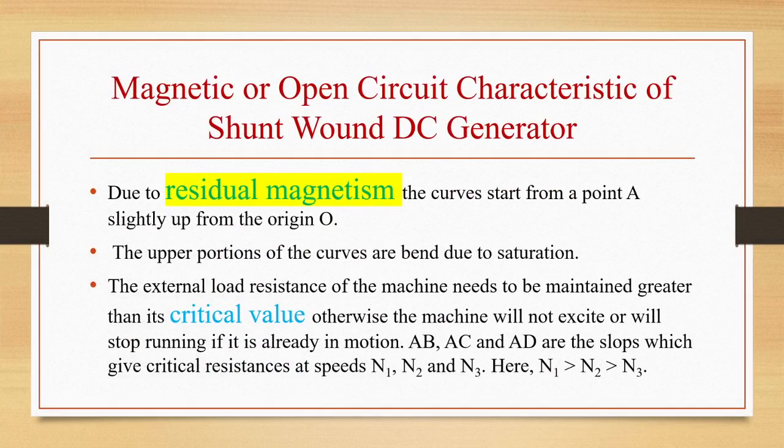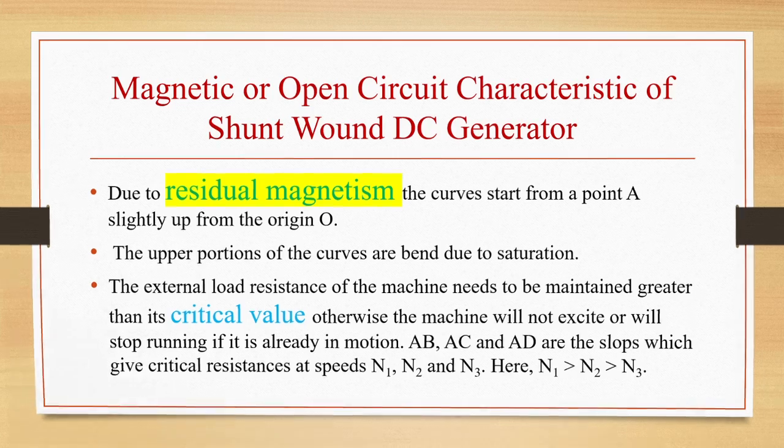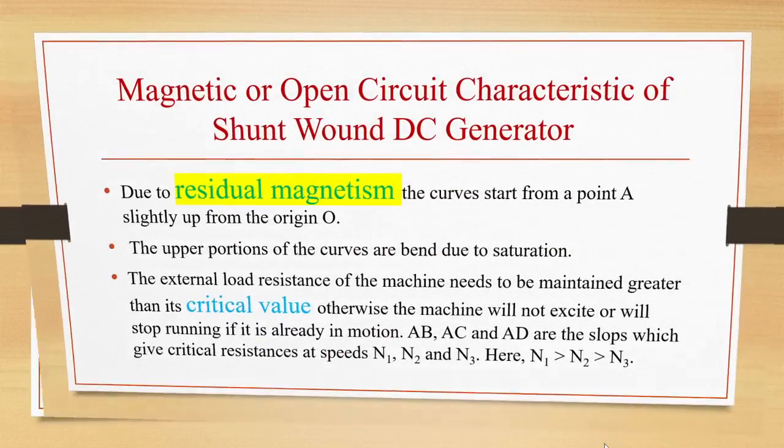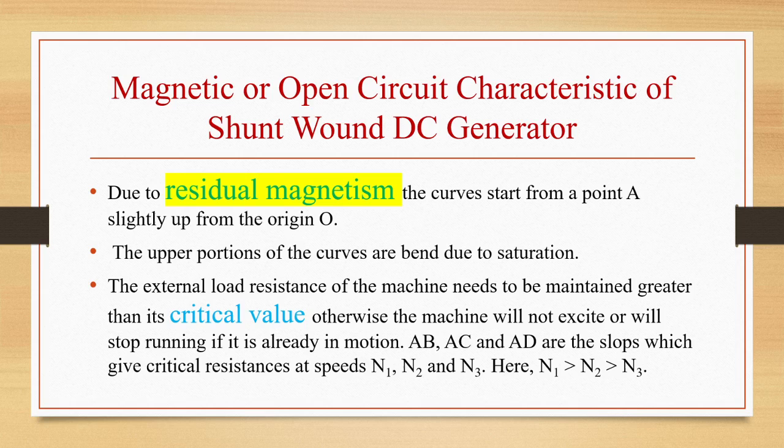Because of residual magnetism, the curve will start from the point A, which is slightly up from the origin O. As stated earlier, in the open circuit characteristics of the separately excited generator, the curve was not starting from O, it was starting from A because of residual magnetism. The upper portions of the curves are bent due to saturation, and the external load resistance of the machine needs to be maintained greater than its critical value, otherwise the machine will not excite, or it will not run if it is already moving. So some critical resistance should be maintained so that the machine will excite.